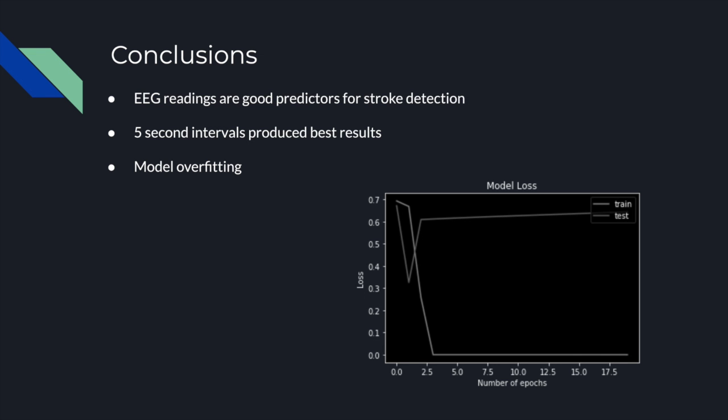We had several conclusions from working with processing EEG data. We found that EEG readings are a very good predictor for stroke detection. Because of how distinct the data was, even when the model was trained on a single patient's data, it was able to produce accurate labelings and predictions.